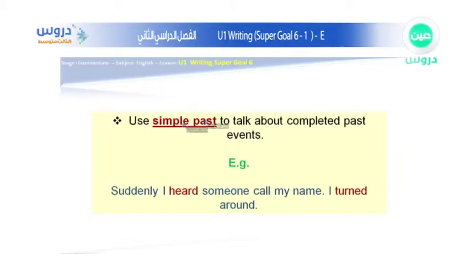Number two, use simple past to talk about completed past events. This is very important. Completed past events. For example, suddenly I heard someone call my name yesterday. Maybe before two days, maybe the last month. I turned around. Also, this one is in the past. I played. Excellent. Very good. I wrote, the past of write.